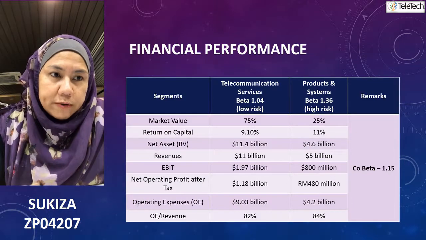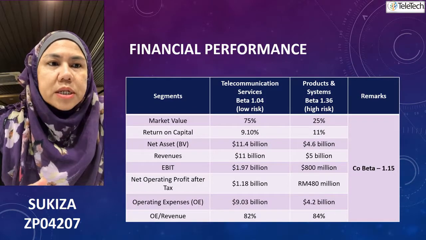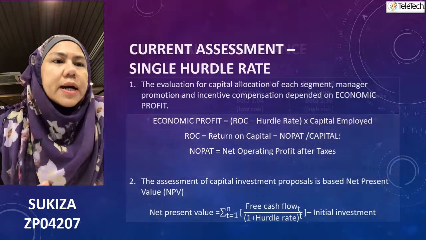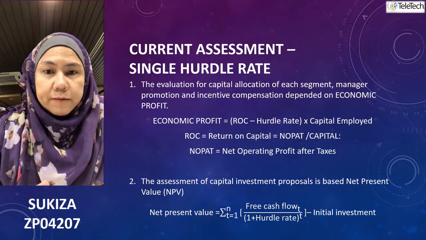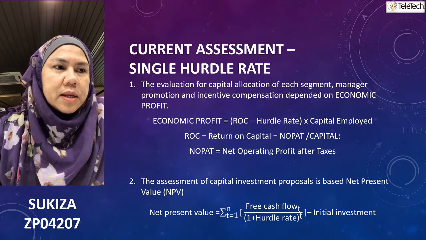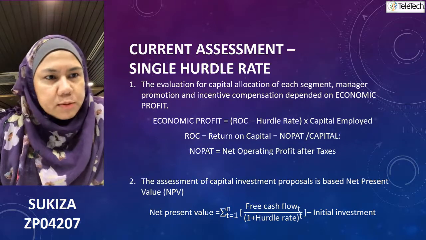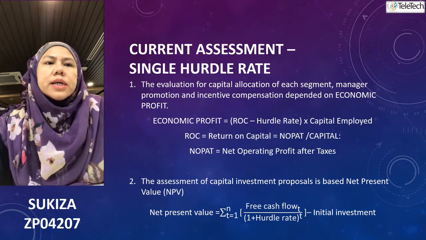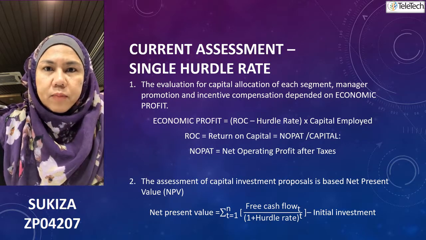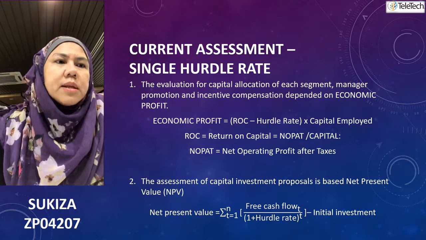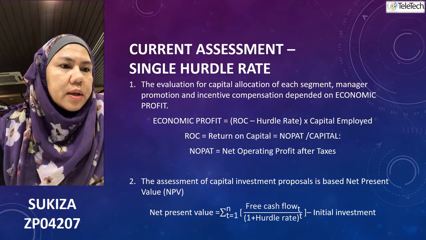Company beta is 1.15. Product and system, the industry itself is beta 1.36, which is deemed a high risk segment. In the current assessment, the company is using a single hurdle rate, which is economic profit. Economic profit has been the single measurement for capital allocation and management promotion, the incentive compensation. So economic profit is quite important for the company in determining how the resources are allocated in the business segments.